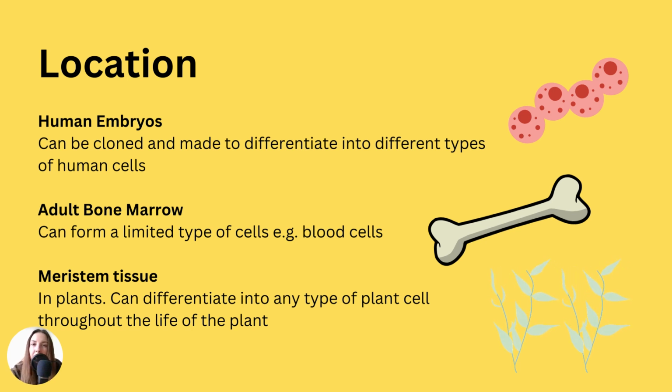So if you take a cutting of a plant and you put it in a pot and plant it there, it will actually form a new fully grown individual, which is really useful, and actually quite unique compared to, say, adult bone marrow, etc.